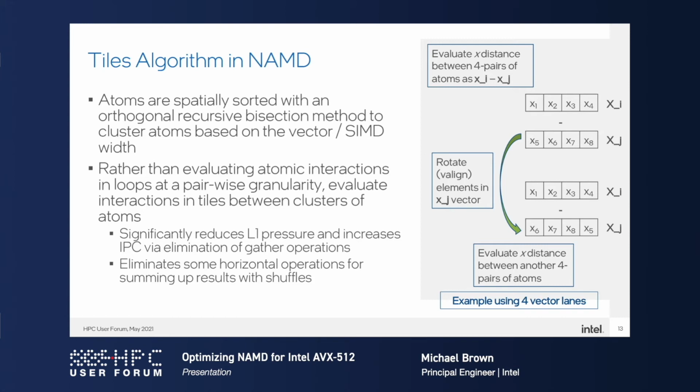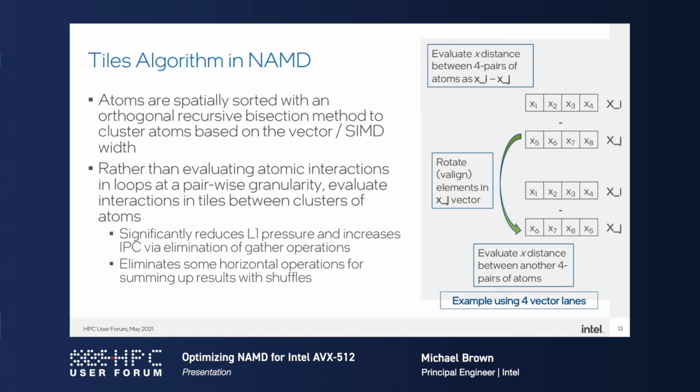In the tiles algorithm for NAMD, atoms are spatially sorted, and an orthogonal recursive bisection method is used to cluster atoms based on the vector or SIMD width. Rather than evaluating atomic interactions in loops at a pairwise granularity, we evaluate the interactions in tiles between clusters of atoms. This significantly reduces the L1 pressure and increases instruction throughput with elimination of many gather operations. This also eliminates some of the horizontal operations for summing up the results with shuffles.